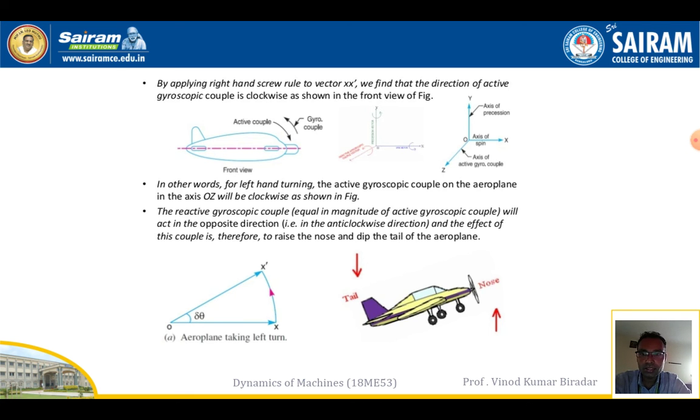In other words, for left-hand turning, the active gyroscopic couple on the aeroplane in the axis oz will be clockwise, as shown in the figure. The reactive gyroscopic couple is equal in magnitude to the active gyroscopic couple and acts in the opposite direction. Therefore, the nose will be raised and the tail tipped down when the aeroplane takes a turn in the left-hand direction.